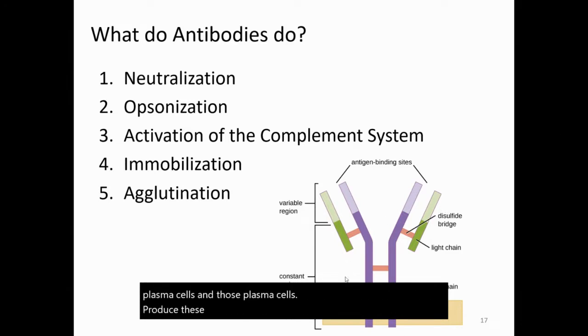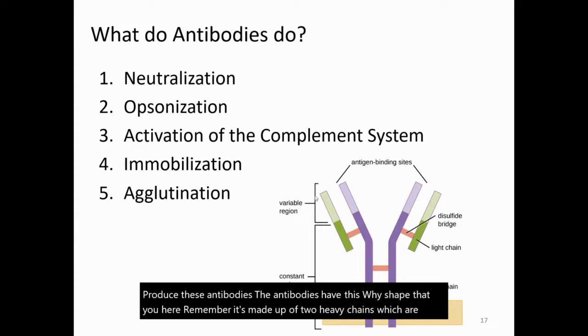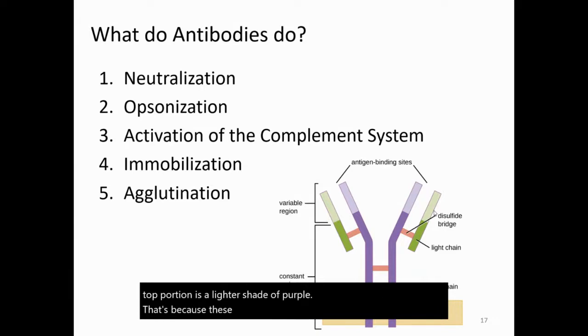The antibodies have this Y shape that you see here. Remember, it's made up of 2 heavy chains, which are in purple, and 2 light chains, which are in green. Now, always pay attention to the details of these figures because they're telling you a lot. Notice how on both the light chains, they're both green, but the top portion is a lighter green. Same thing with the heavy chains. The top portion is a lighter shade of purple. That's because these light shades represent that variable region, and the bottom parts represent the constant region.